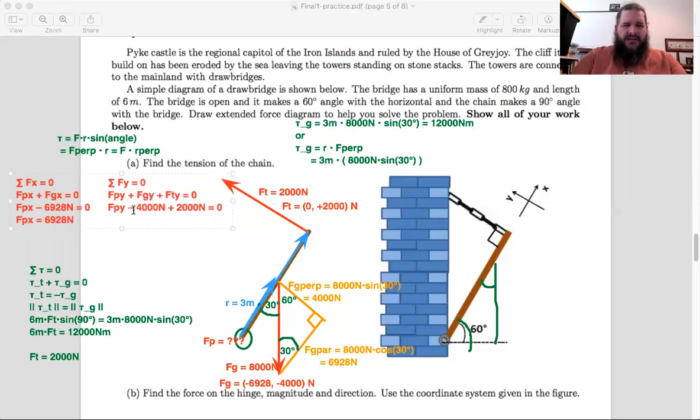So that should be our y equation. Y component of pivot minus 4,000 from gravity plus 2,000 from the tension equals 0. And then that combines to just negative 2,000. Add 2,000 to both sides, and we now have the y component. Combine those, and we get force of the pivot is x component, comma, y component. So we now know the x and y components of the force of the pivot in the new coordinate system. Any questions on that so far?